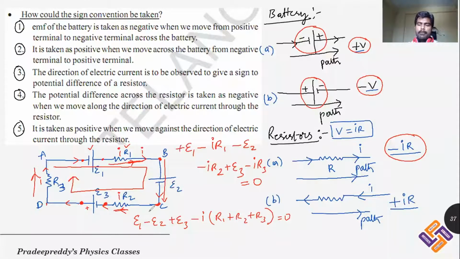And this negative sign, minus E2, is because the battery is connected in reverse polarity. That is the reason why here you are getting minus E2. Instead of connecting negative to positive, the battery is connected in reverse. Clear? This is how you can use sign convention and write down Kirchhoff voltage law.